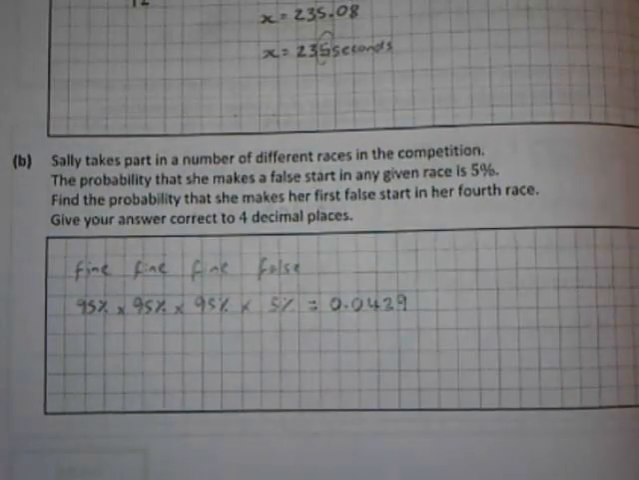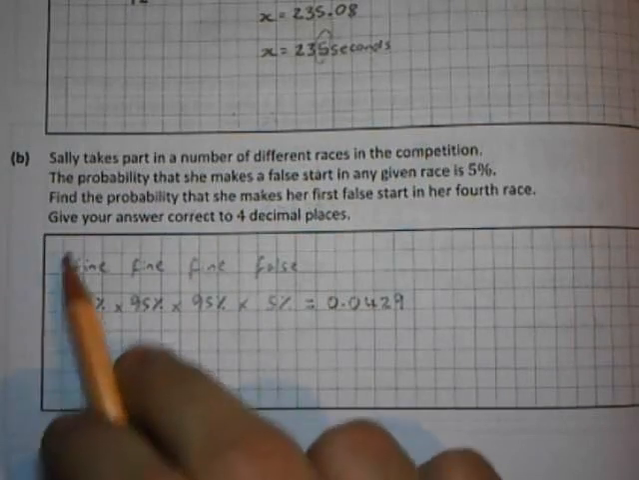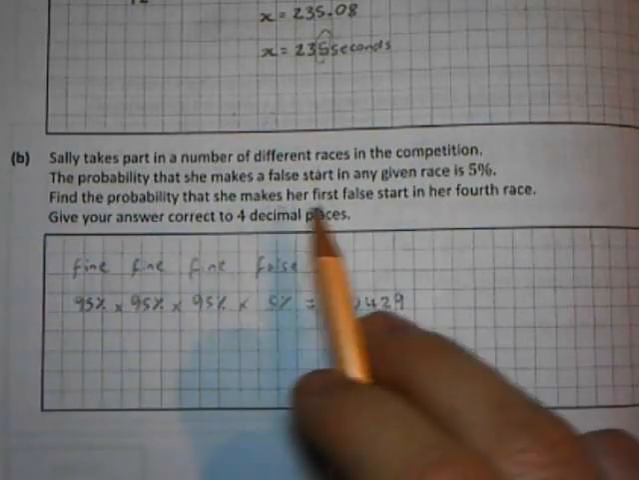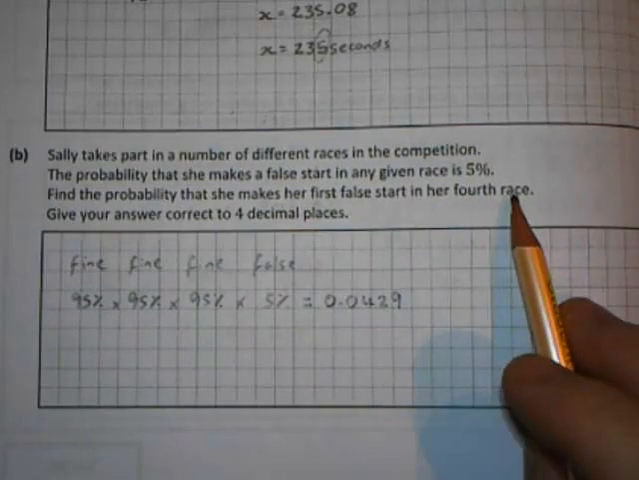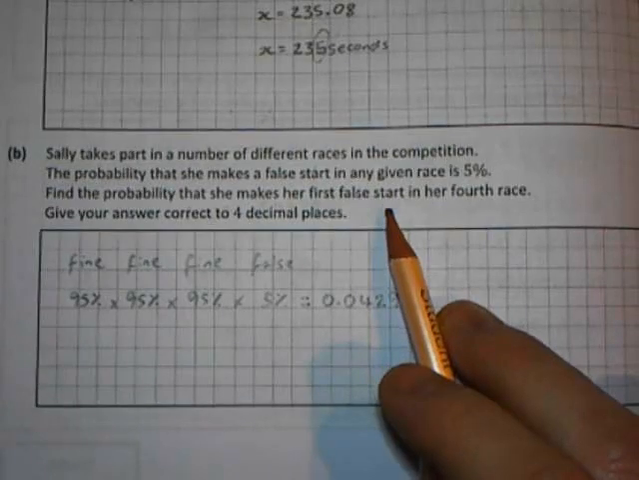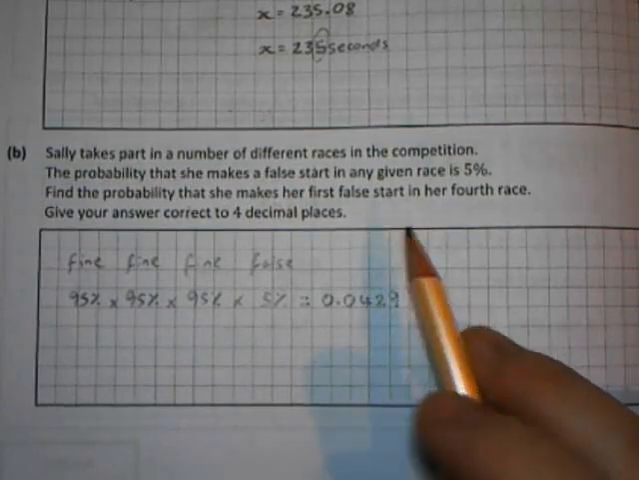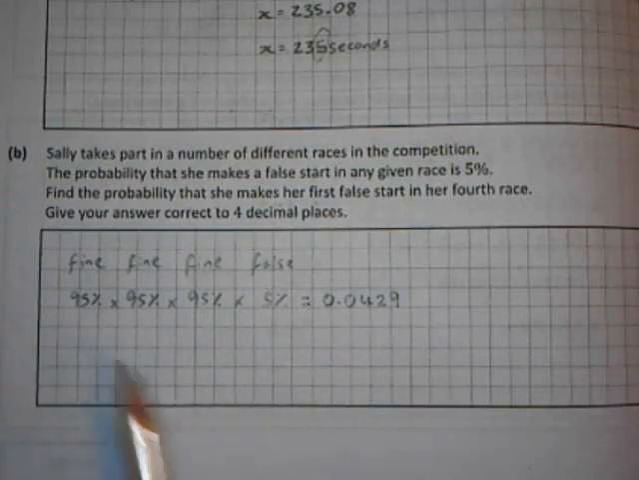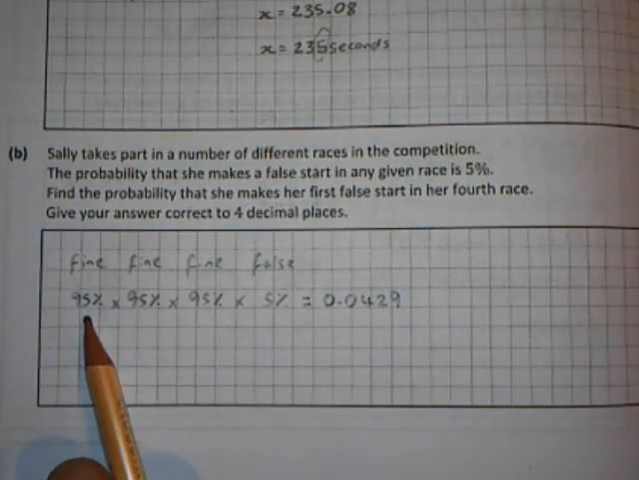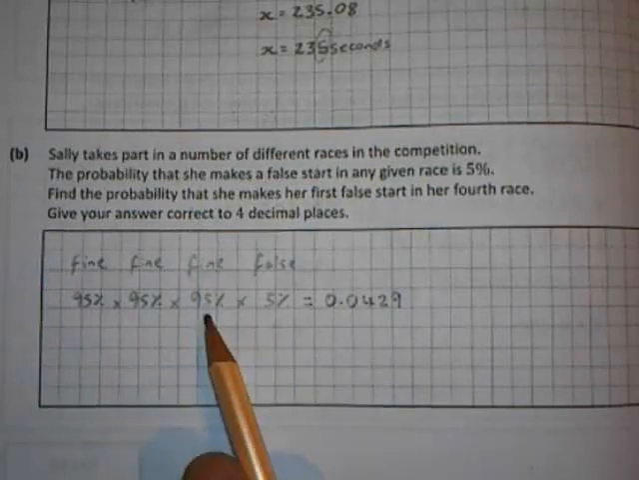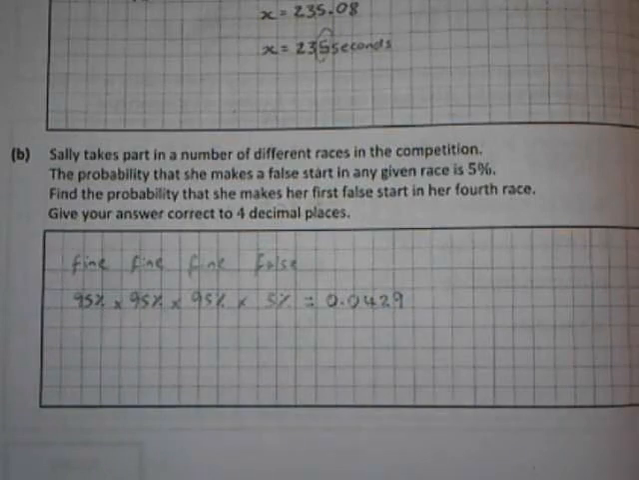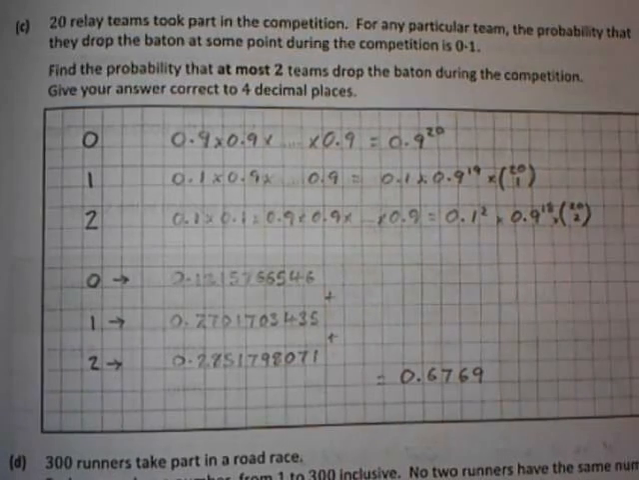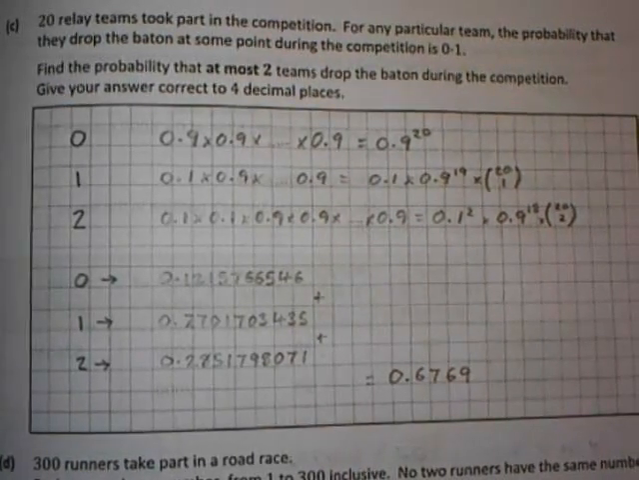This is probability then. So she's going to make a full start, and we want her first full start in the 4th race. Now that's code for she was fine in the first 3 races, and then she got a full start in the 4th. So if you're fine in the first race, it's a 95% chance. Second, 95% chance. Third, 95% chance. And then you full start with 5%. Multiply those together, you've got your probability. Okay, we'll do this in this part, and then we'll do the final 2 in another video.